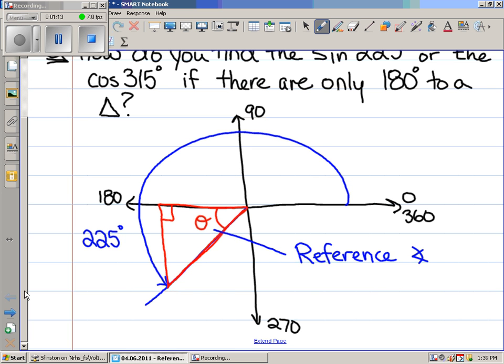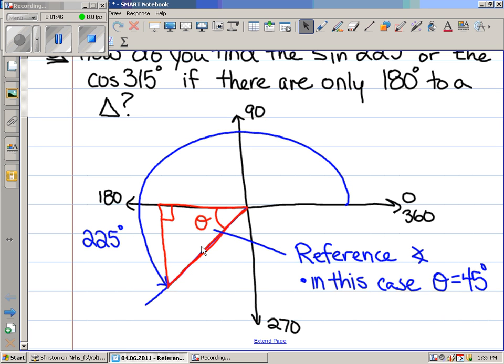How much is angle theta worth? Yeah, you do. Sure. How much is it? Here's the 180 marker, and there's 225. So how much did I have to go to get here? 45. So theta is 45. So in this case, theta equals 45 degrees.